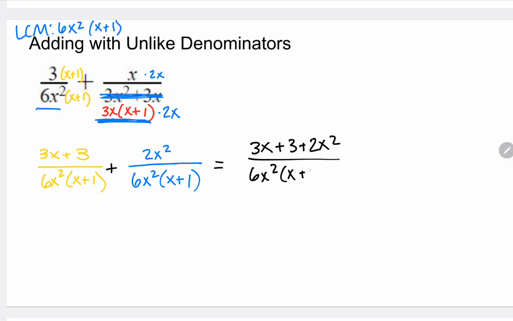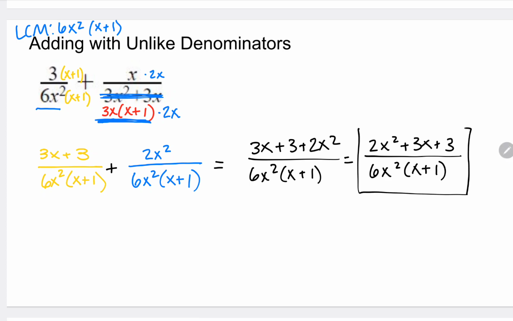And then I'm going to go ahead and rewrite my numerator in standard form because I need to check to see if it's factorable. If it's factorable, I need to factor my numerator to see if anything cancels out with any factor in my denominator. But 2x squared plus 3x plus 3 is not factorable, so this would be my final answer.